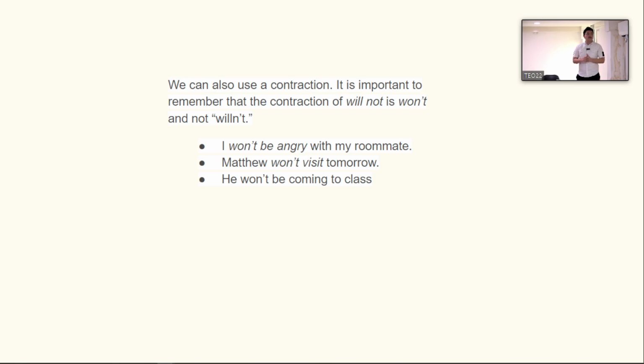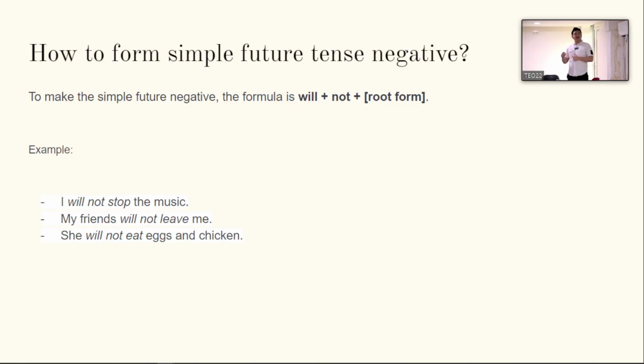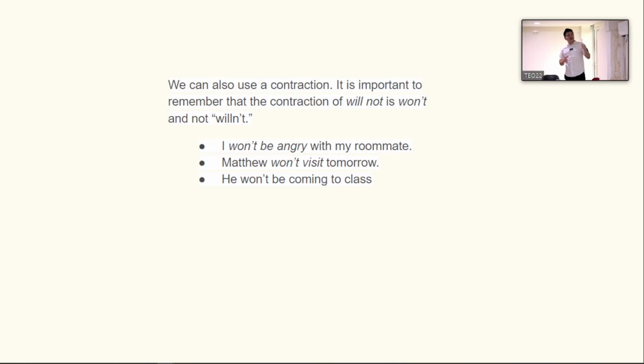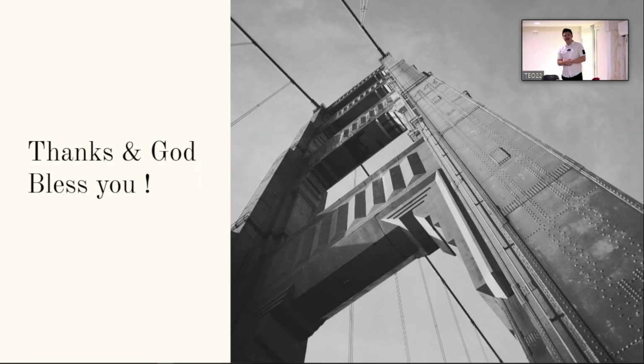If we make it negative, we usually use will not, right? And if we're speaking casually, usually we can just use contraction. So I will not be angry with my roommate. We can just say I won't be angry with my roommate. Matthew will not visit tomorrow. We can just say Matthew won't visit tomorrow. Or he will not be coming to class. He won't be coming to class. Just to make it shorter, it's usually for casual speaking with your friends.